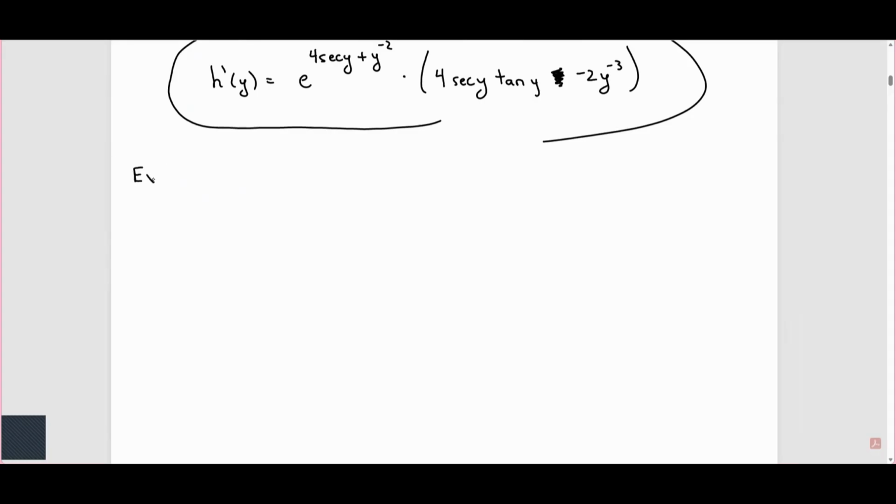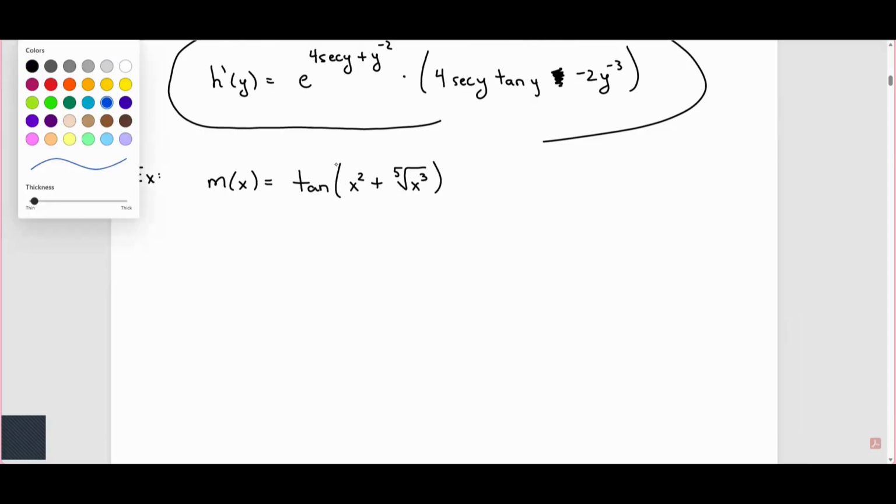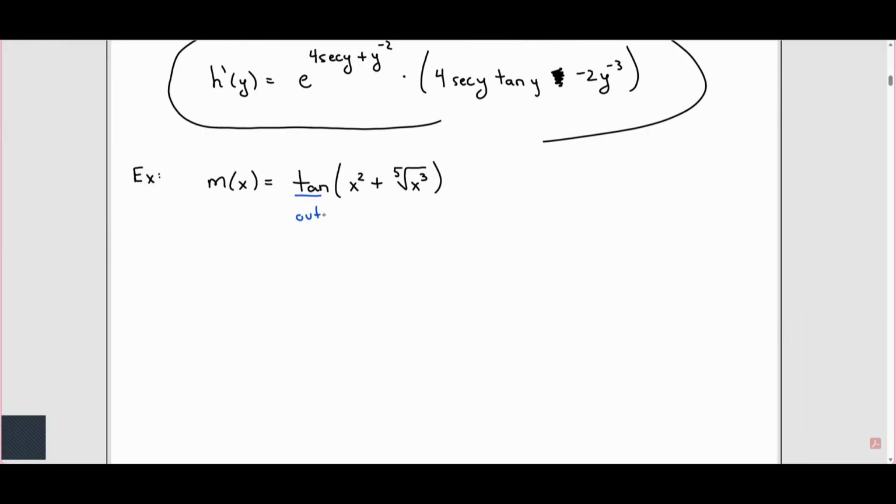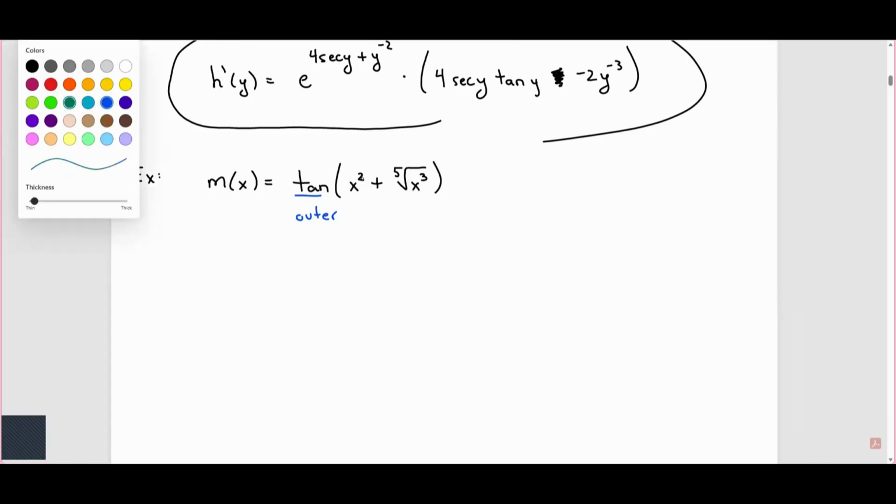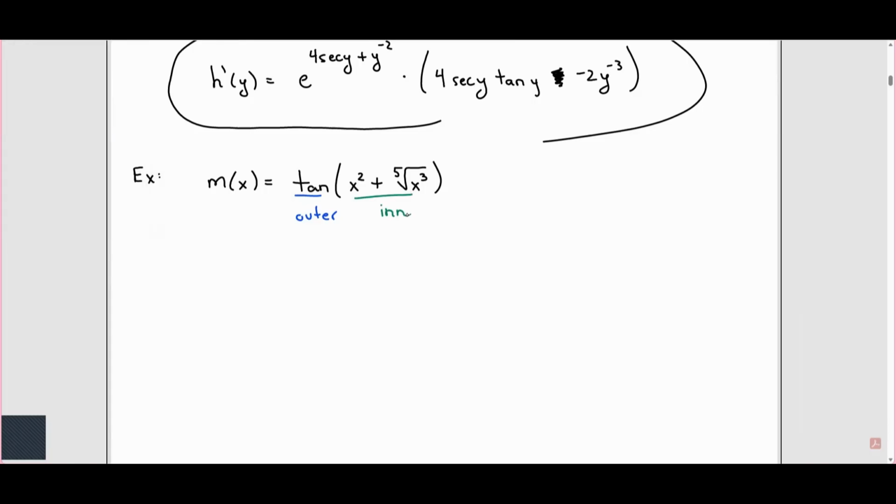And now let's do one more, just one more, where there's just one application of the chain rule. So I have my function m of x, and it is tangent of x squared plus the 5th root of x cubed. Again, notice I have an outer function, that's my tangent, and then an inner function, which is this x squared plus the 5th root of x cubed.